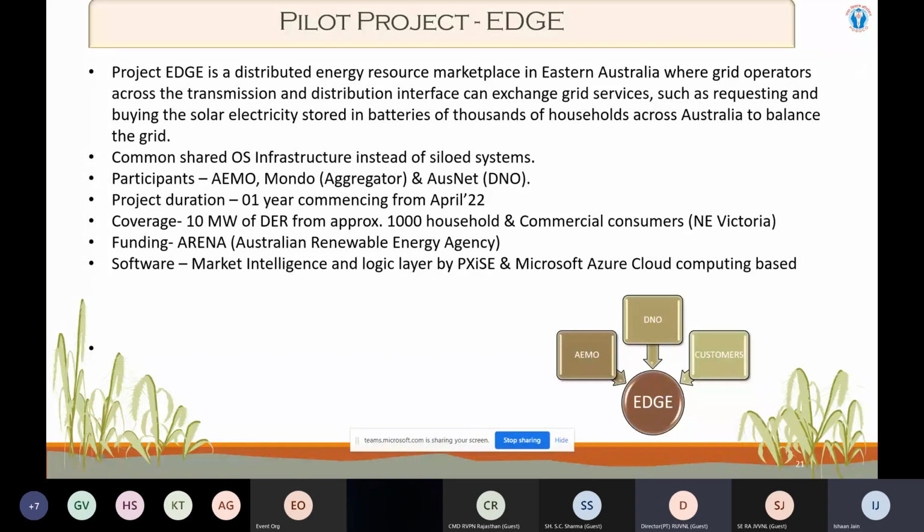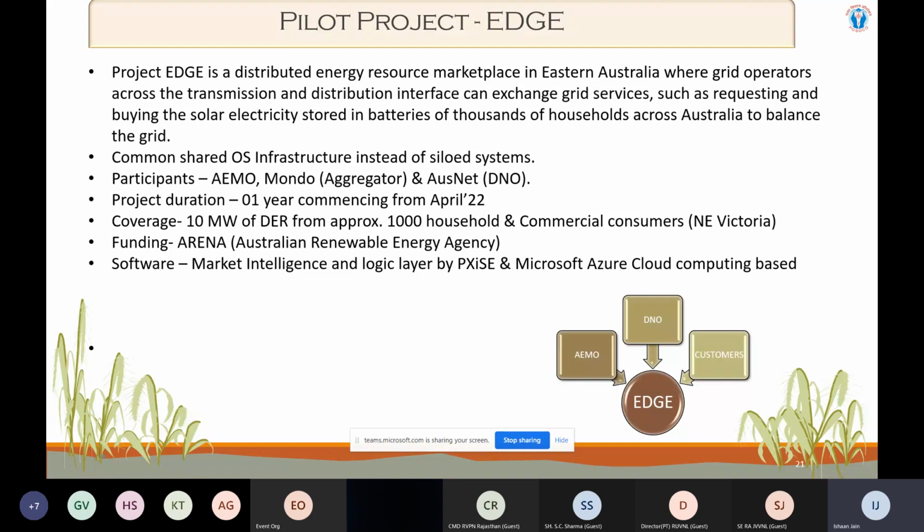Okay. So the project duration is 1 year, commencing from April 2022, and they have already circulated this. On the AEMO site, you will find this particular software platform pilot project. You can register, you can have this technology, you can utilize it, and after 1 year they will analyze all the results, and definitely a lot of coverage is there.